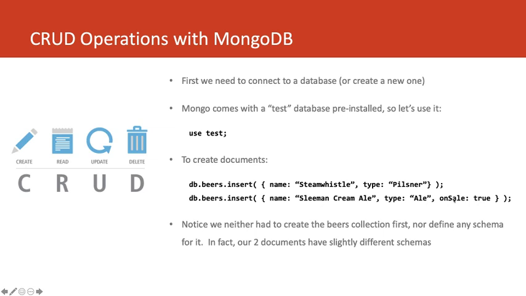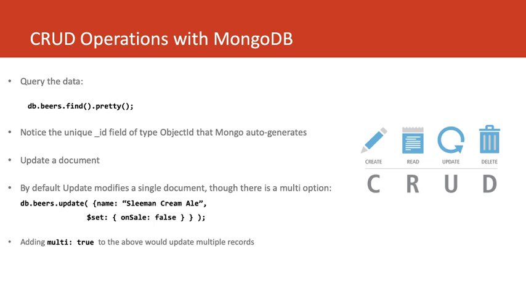We did not have to put onSale as false in the previous one because we can arbitrarily include or not include keys and values in our documents. Notice we neither had to create the beers collection, nor define any schema for it. In fact, our two documents have slightly different schemas. We don't have to say this is going to be an integer, this is going to be a string. This is what we do in our application just to make our lives more sane, because having to remember what everything is is definitely pretty hard.